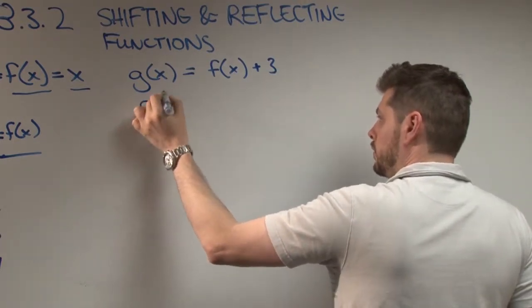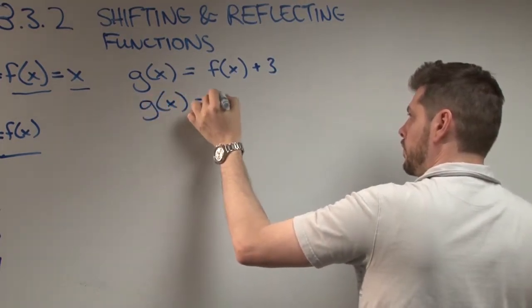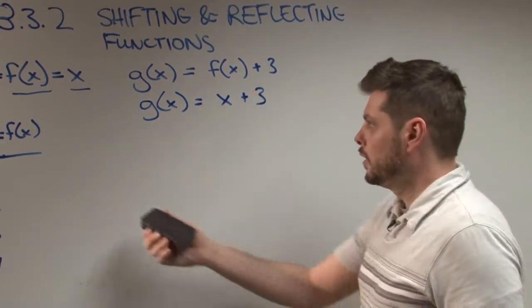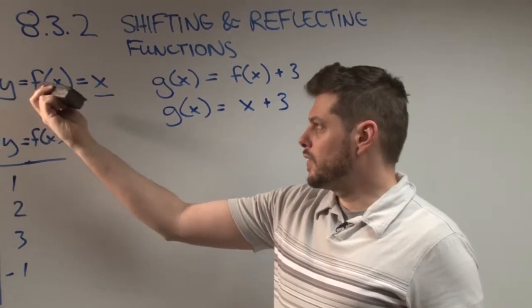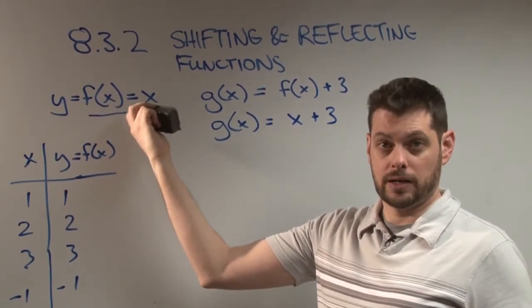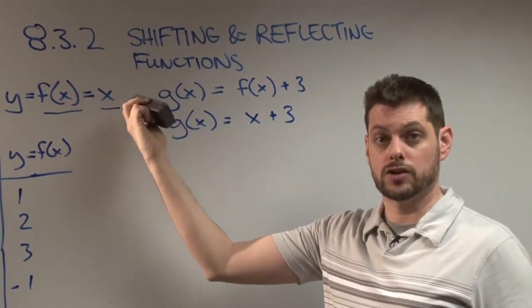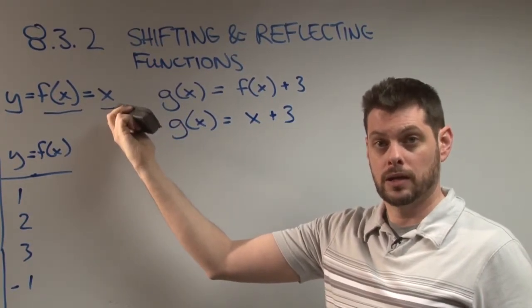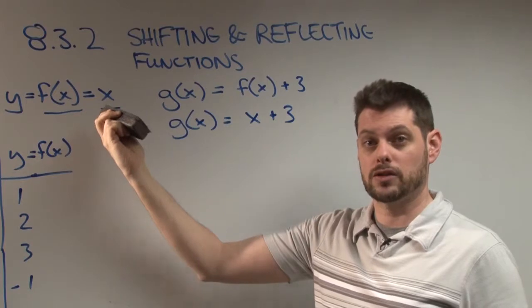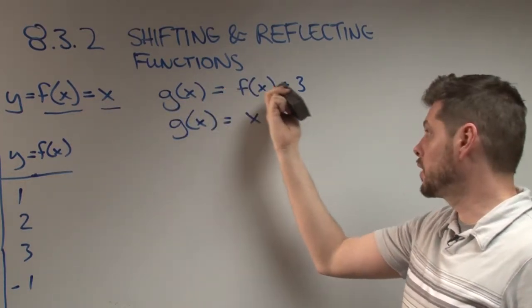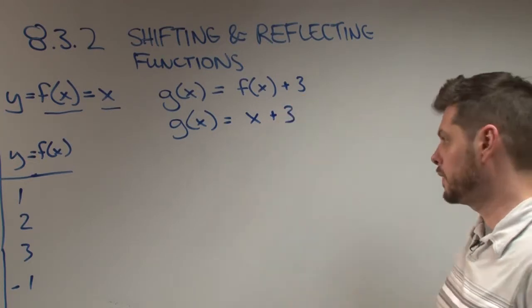So my new function is x plus 3. All I've done is I've said y is a function of x and it behaves like x. I defined my original function. And then I set up my new function to say, well, it's a shift of my original function. And I'm using the fact that I want it to shift up. And I'm saying we're going to take my original function and we're going to shift it up by 3.